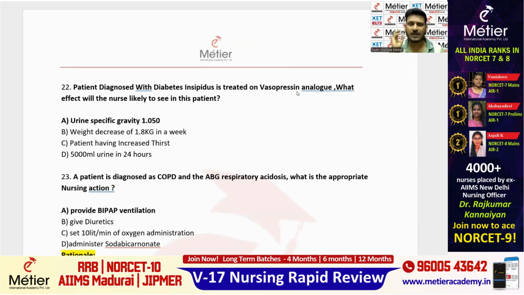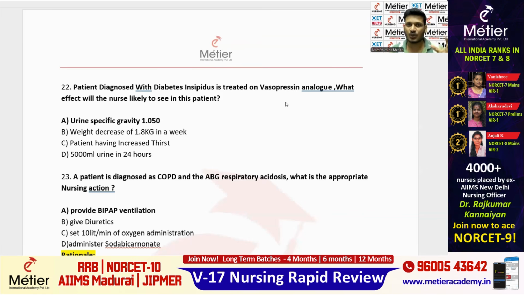So whenever you are giving the vasopressin, the polyuria is going to get controlled. What is going to get controlled? The polyuria is going to get controlled. Once the polyuria is controlled, automatically the urine output is going to get reduced. So in a diabetes insipidus patient who is taking the vasopressin drug, the urine output is going to get reduced.